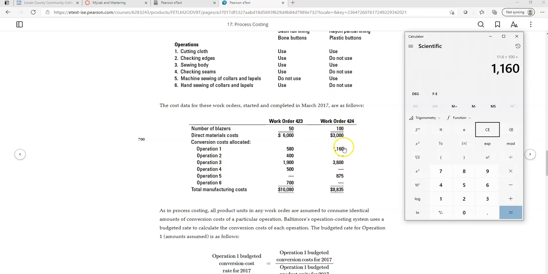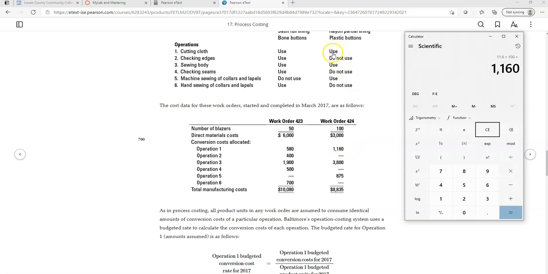Why? Because our products never go through that operation, so it's not consuming any resources. So it would be inappropriate to assign overhead to something if our products are not being used in that operation. We use operation.